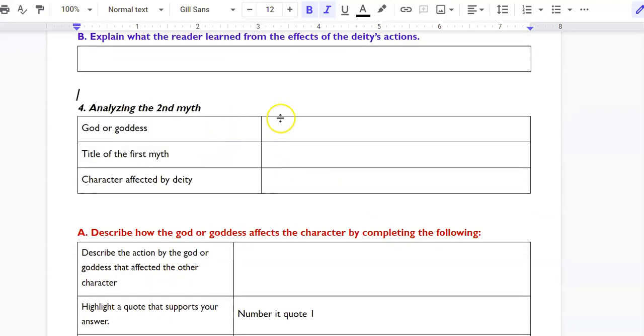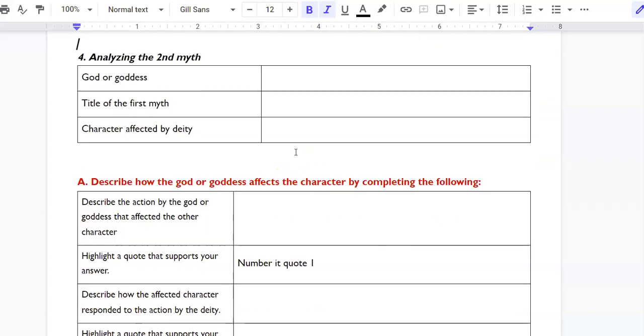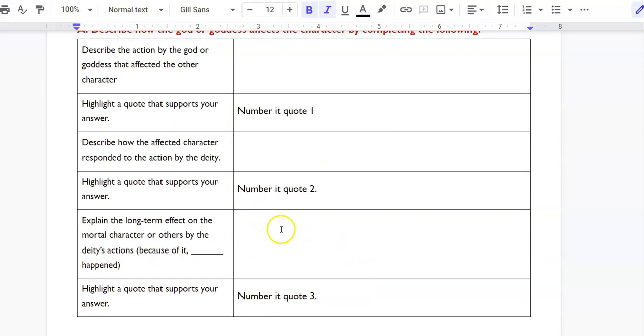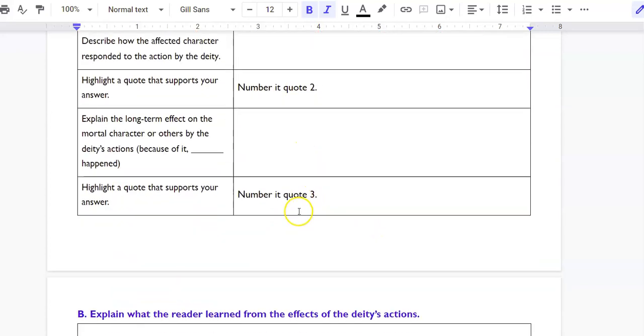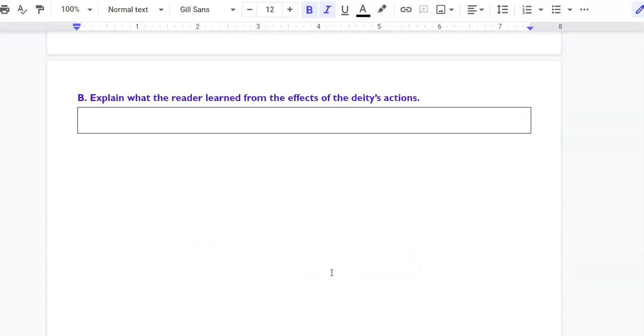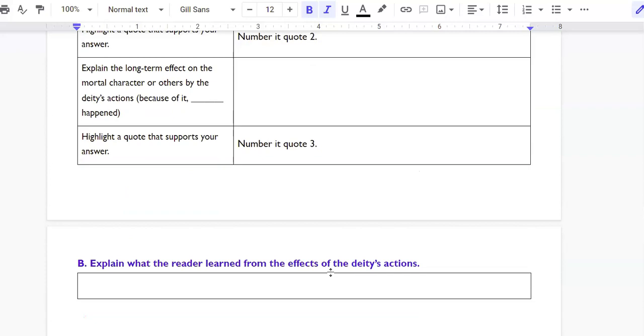And then you do your second myth, right? Hades affects Demeter. Hades affects Persephone. Hades affects the farmers, right? By taking Persephone, right? And that might be the action, right? He kidnaps Persephone. That makes Demeter really sad, and then that causes all the farmers to starve, right? And so you would do your second myth here. And then what does the reader learn from the effects of the deity's actions, right? To learn about the god, learn about the Greeks, learn about how we can understand the Greek mythology.